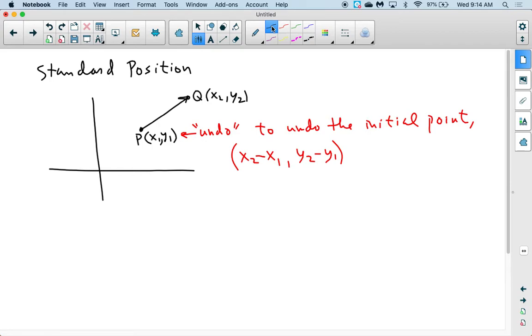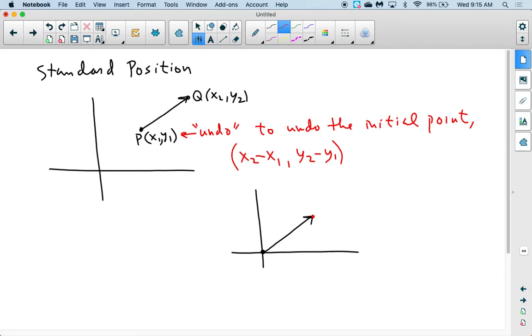I'm going to draw this again. Now I want you to notice here that it does not affect the direction or the length of this vector at all. All it does is put the vector in a really nice, convenient position for us. The initial point is the origin, 0, 0, and the terminal point has the coordinates x2 minus x1, y2 minus y1.